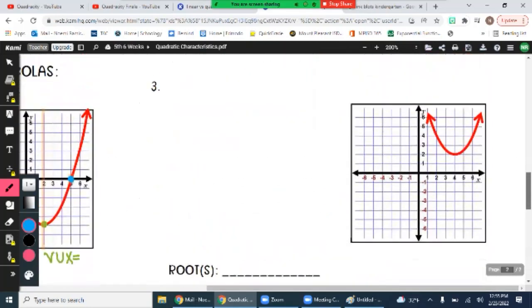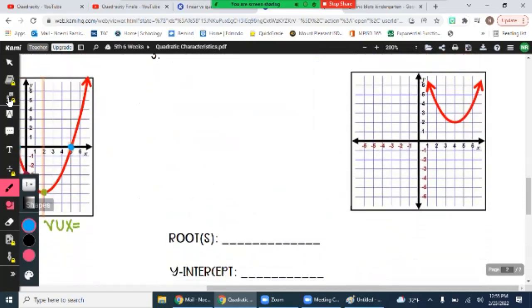Number 3, why do you think I didn't give you an equation? What's the whole point of having that equation? It helps you find the roots, the zeros, the x-intercepts. When you factor, that helps you find the zeros, the roots, the x-intercept. But if you look at this parabola, is there an x-intercept? No, because it's not touching the x-axis. If it doesn't cross or touch the x-axis, there isn't an x-intercept. So this would be none.